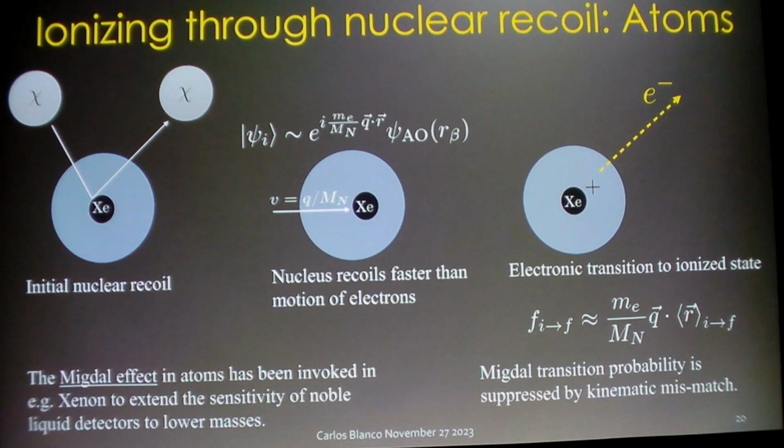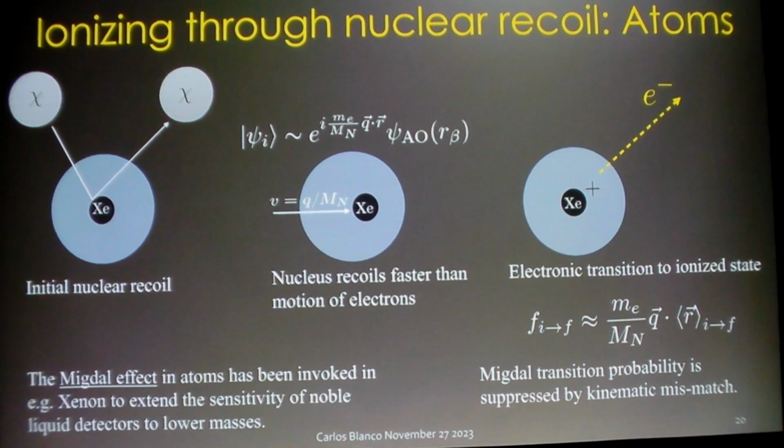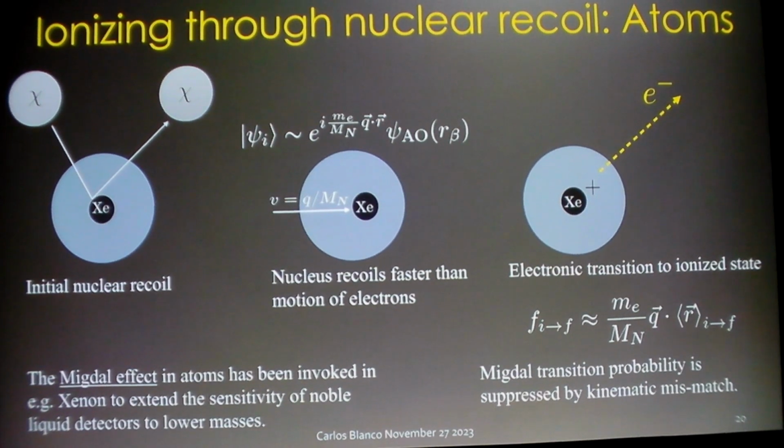So you can ionize an atom by recoiling off the nucleus, and the way that you do that is the dark matter comes in, it recoils off the nucleus, and from the point of view of the nucleus, now all of your electrons have picked up a phase and are no longer in the ground state. And so you can just calculate the probability of them being ionized. And this is what dark matter experimentalists called the Migdal effect.